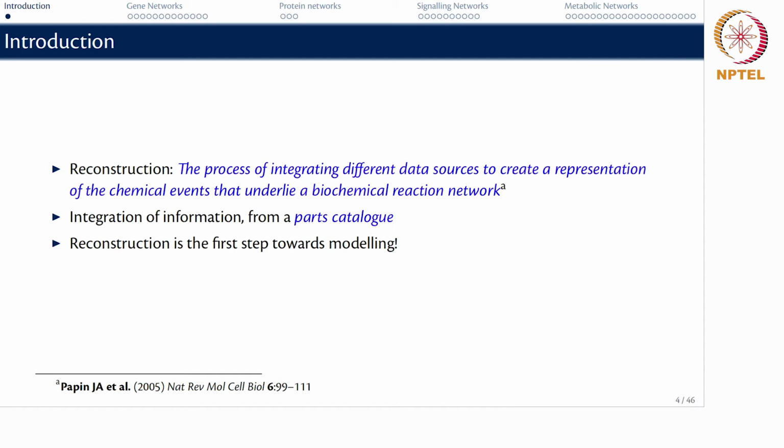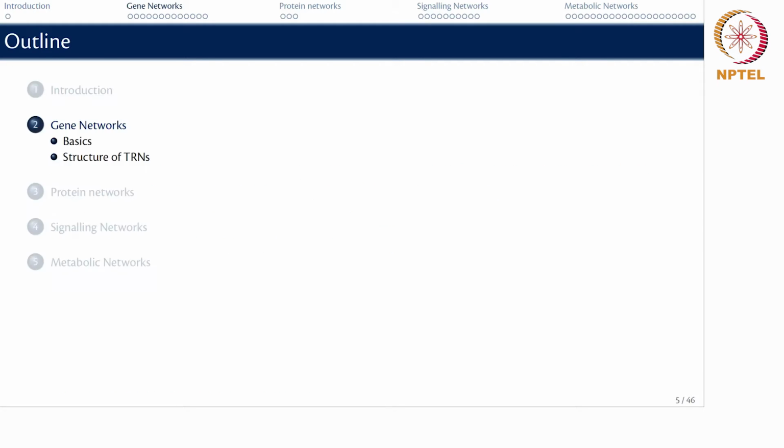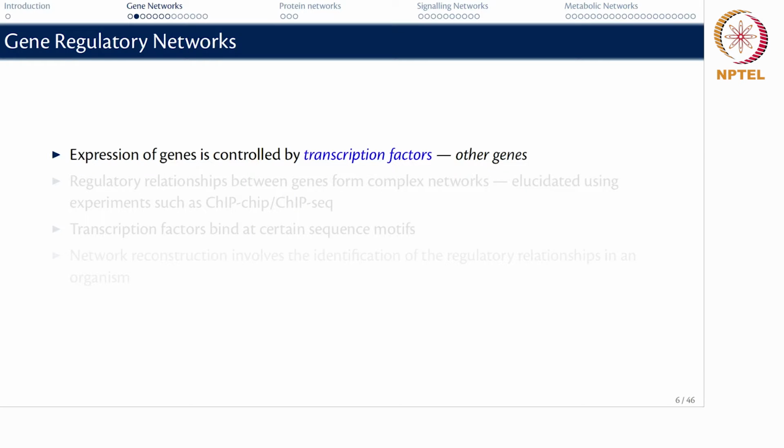Once you construct a network, you then study several properties of the network: what is the degree distribution, what is the characteristic path length, how does my network behave, and so on and so forth, right. Let us now first start off with gene networks. So, the expression of a gene, if you recall your biology, is controlled by other genes, right. There are transcription factors that will bind to DNA, that will help or prevent the binding of other proteins, polymerase, and so on and so forth.